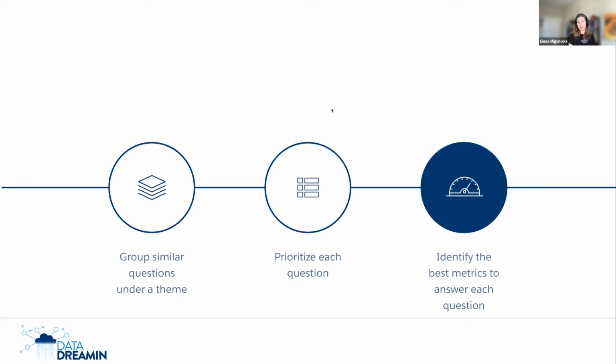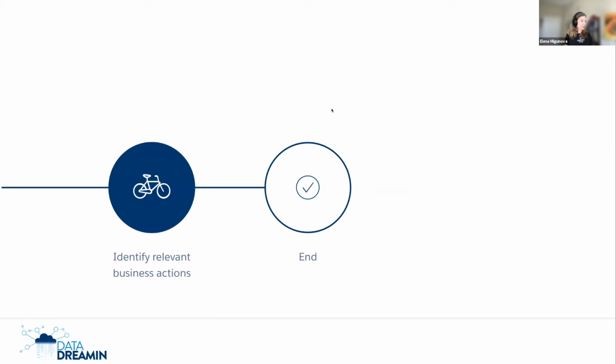Finally, only after doing all those steps and understanding the questions, you can start thinking about the metrics to better answer the questions. Because what often happens is people skip through those first steps and jump straight into metrics where they don't actually know what it is that their users are trying to find out from the dashboard. Finally, you can start thinking about identifying relevant business actions to include in your dashboard. What is it your user will want to do after looking at the dashboard?